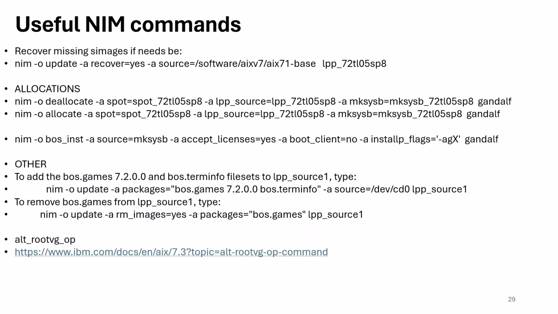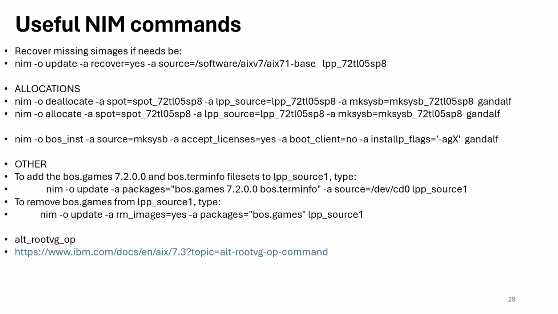Earlier I had mentioned that when you do the lsnim -l on an LPP source, you want to look at the simages line to make sure that simages is set to yes. If it is set to no, you can actually recover that by doing this nim -o update -a recover=yes against the LPP, and you need to point it at the base that you built that LPP from so that it can grab the information it needs from there.